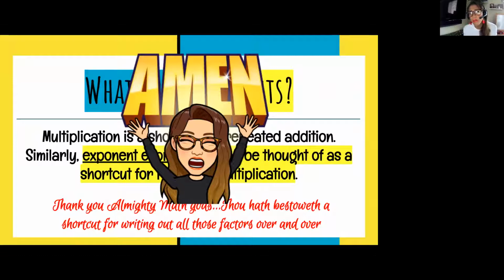One of those two options are our fate for writing that repeated multiplication. But thank goodness we have exponents, and I love exponents.